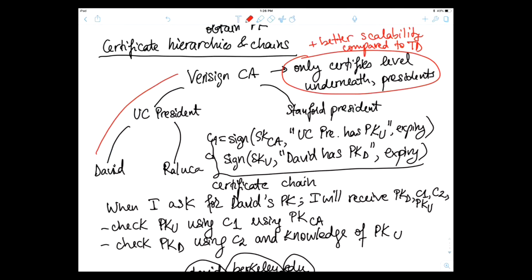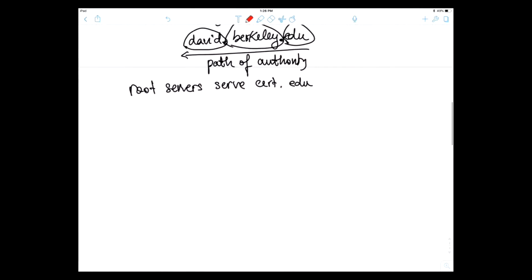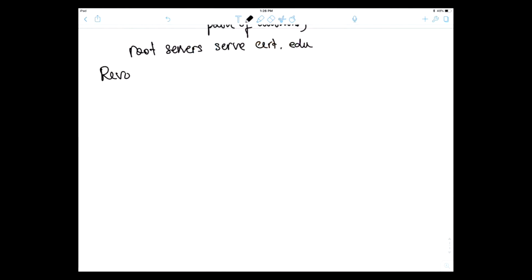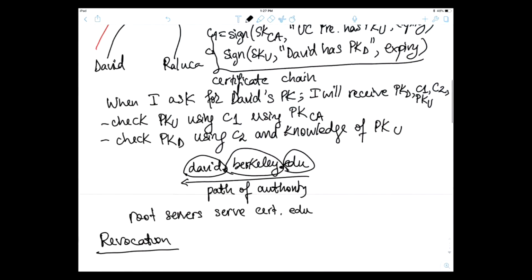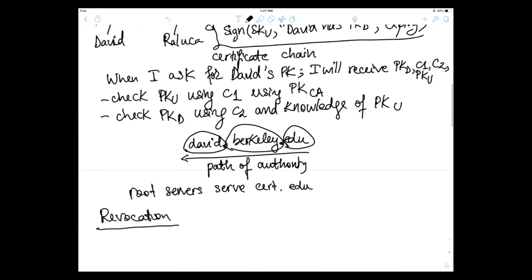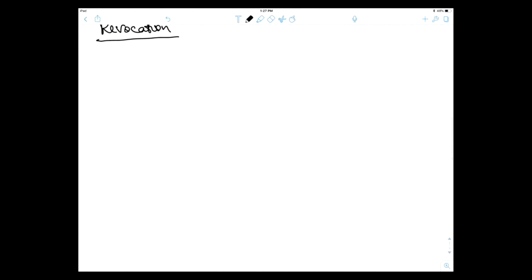Okay, so now another difficult question with certificates is revocation. Suppose that the UC president's secret key was compromised. Namely, someone found out their secret key by stealing their laptop. But there's a certificate already for the UC president from Verisign, and it has an expiry that's in the future. So the question is, how can we revoke a certificate that has not yet expired?